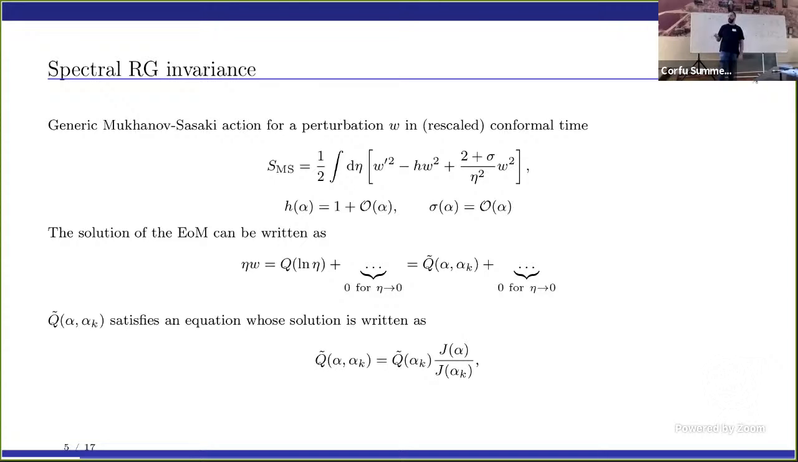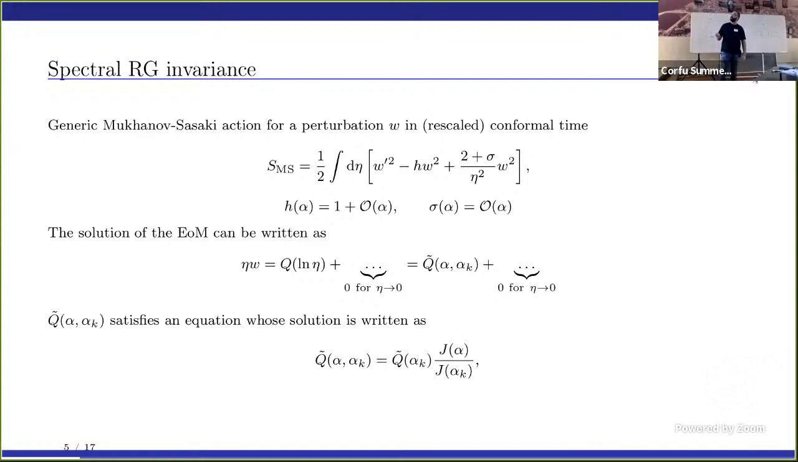And then sigma is another function that is expanded in alpha, and is 0 when alpha is 0. It is different for tensor perturbation or scalar perturbation, but still appears in this form. So this is the general action. Then usually you have to compute the equation of motion, compute the solution of the equation of motion, and plug them back and find the spectrum.